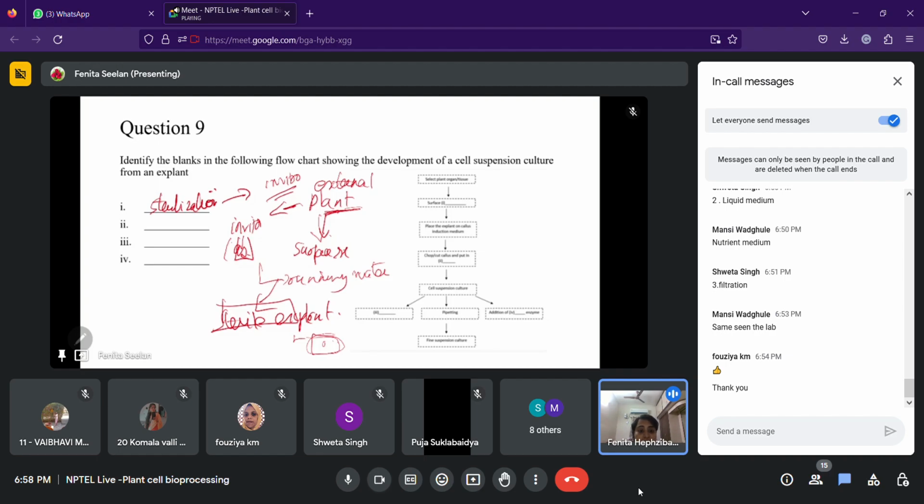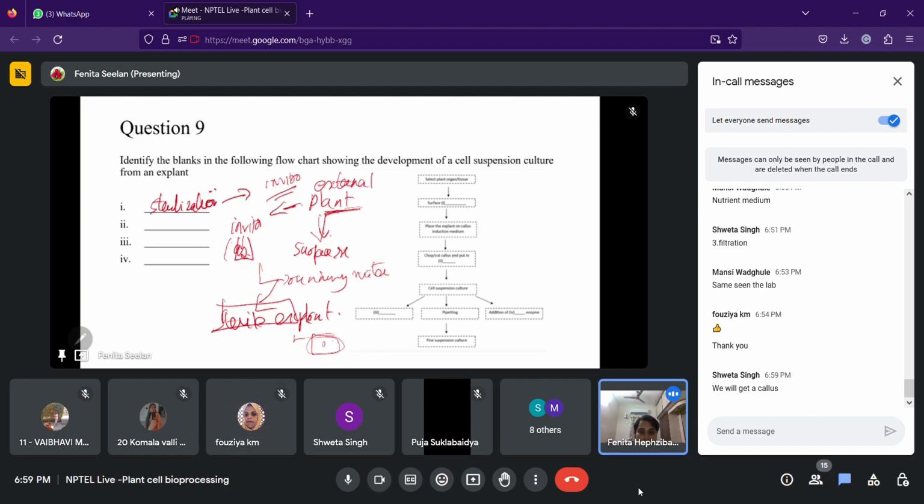What will be the outcome? I gave the answer half. Your media is a callus inducing media and you have a sterile explant. The end result is what? What do you expect in 20 days or 30 days from that media and the explant? Mass of cells. Yes, we will get a callus, right?